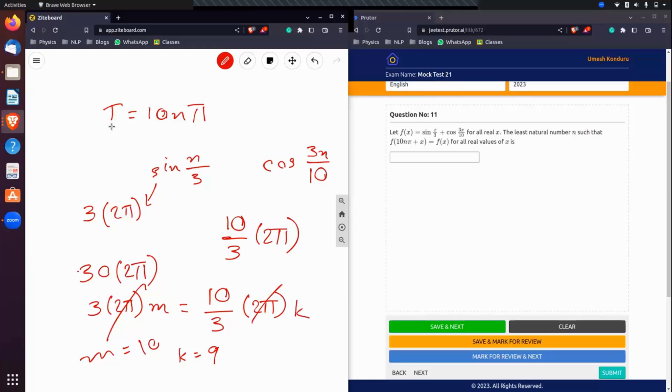So if you equate that, that will be the period of the entire function, sine x by 3 and cos x by 3. I'm sorry about this. Yeah, that will be the entire period of this function. So that means you want n to be 6, because you have a 2 here and that's 30.